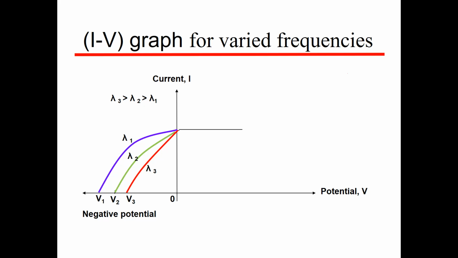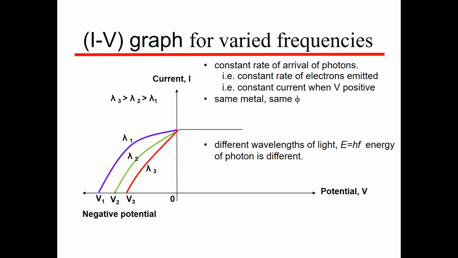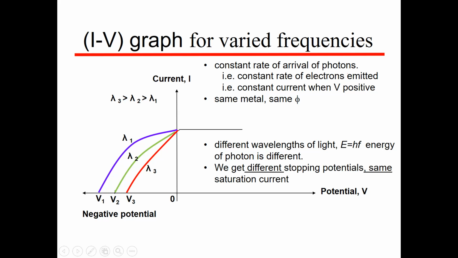Right, so now let me go back to the main flow of the lecture. There's a constant arrival rate of photons, which means a constant rate of electrons. Current is constant. Also, we assume the same metal. So for different wavelengths of light, the energy of photons will be different. We have different stopping potentials using Einstein's equation. Every time you're talking about stopping potential, you must use Einstein's equation: hf equals eVs plus phi.